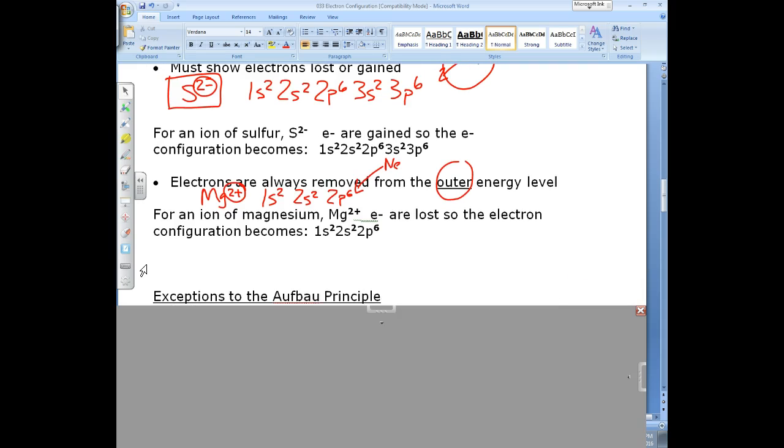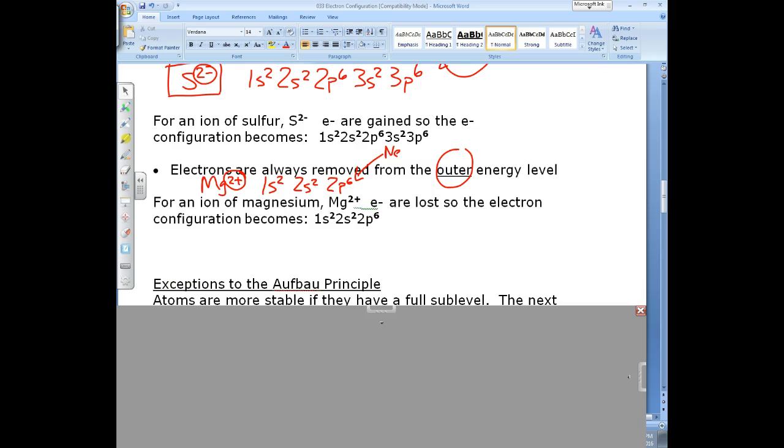Now, exceptions to the Aufbau principle. The Aufbau principle says that electrons are lazy. They don't want to have to exert any more energy than absolutely necessary. So they're always going to enter the lowest energy orbital available. Well, that is the rule or the principle. But with every good principle, there are good exceptions, and this is no exception.